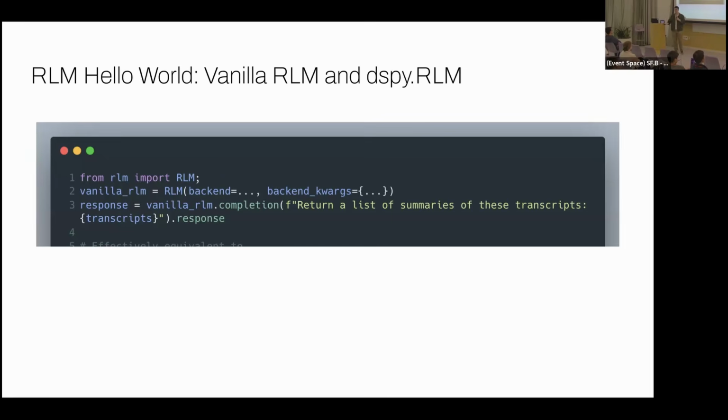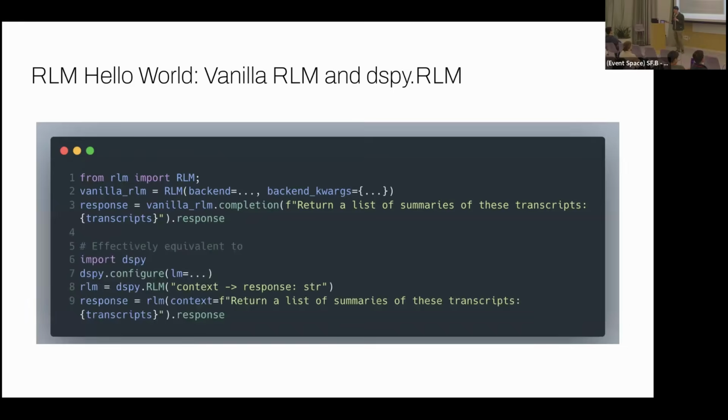Now, importantly, you don't really know anything about the response, and that's by design. You are passing in a string, you're getting out a string. For those of you that think in DSPy signatures like I do, this looks like a string to string signature. If you wanted to write an RLM in DSPy, you would have context to response string. You can wrap the RLM module around that signature, and then you can call it with a context string.